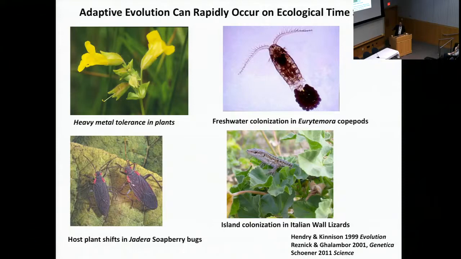And in vertebrates, examples like colonization of islands by Italian wall lizards and a switch to a more vegetarian diet has caused rapid evolutionary changes in the digestive system, the morphology of the digestive tract, and the enzymes that go along with it. One feature that all of these kinds of examples share is that they often occur within a context of populations colonizing new environments. And so, I think that's a theme that we've heard a lot today, and that's something that I'll continue to talk about now.